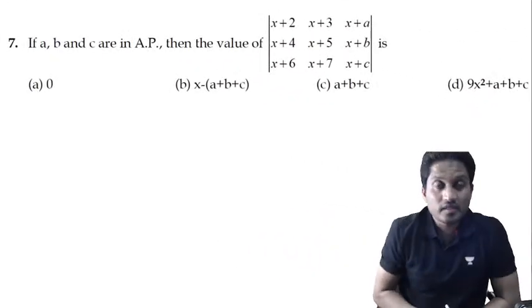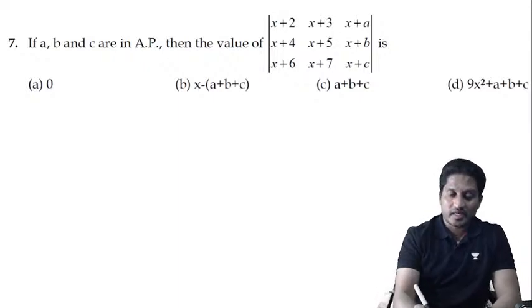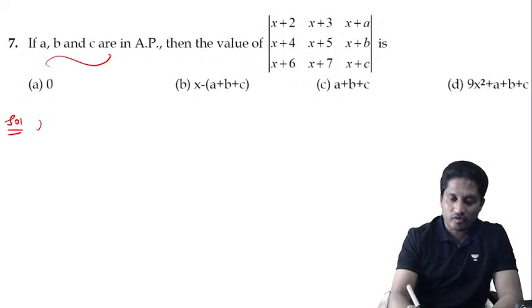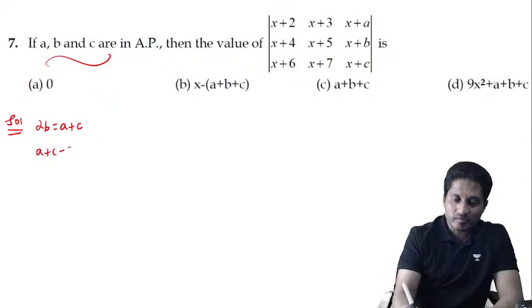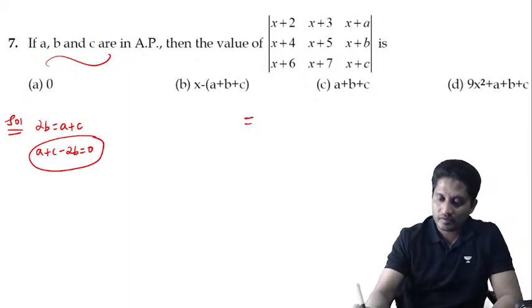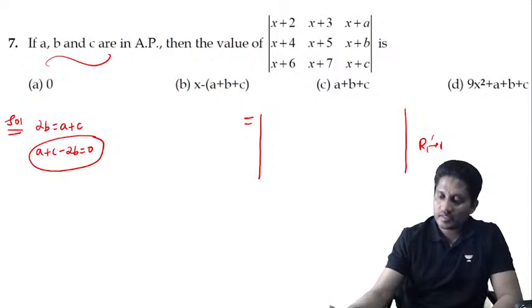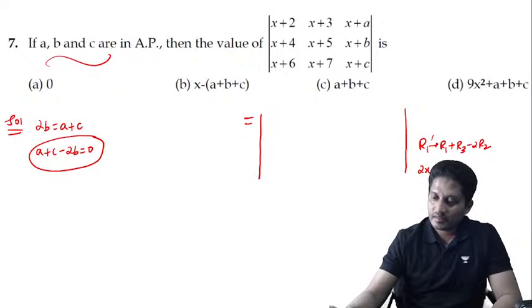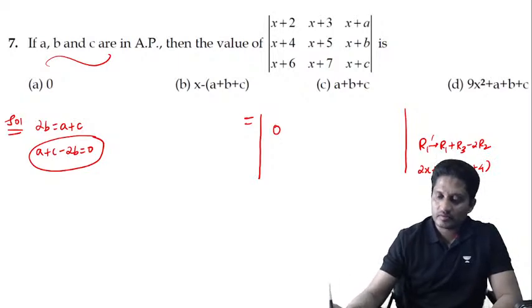Okay, question number 7. Even this is an NCERT MCQ. If A, B, C are in AP, 3 numbers in AP, you should write 2B is equal to A plus C, right? That is A plus C minus 2B is equal to 0. So this is equal to the determinant of... change R1 to R1 plus R3 minus 2 times R2. R1 plus R3 is 2x plus 8, minus 2 times R2 is 2 times x plus 4. Open the bracket, this will be 0.